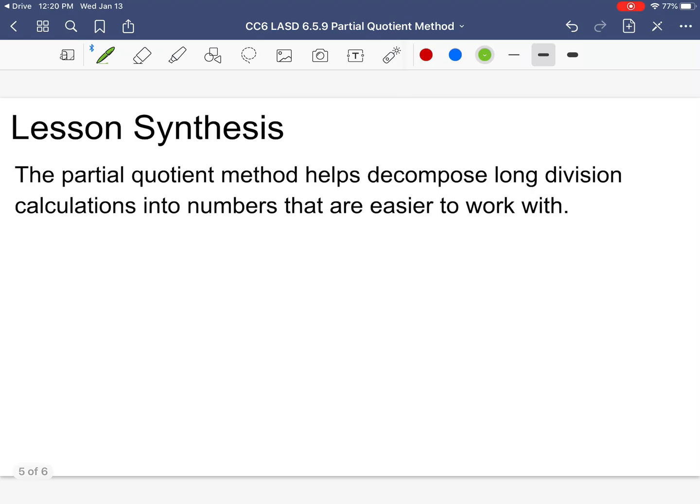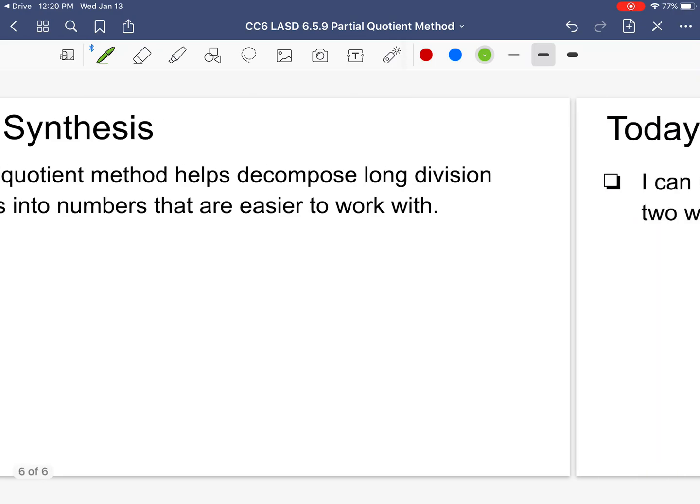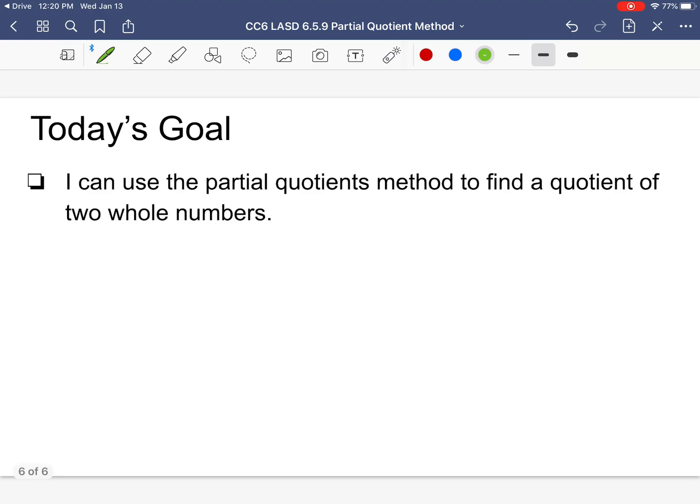So the partial quotient method helps to decompose a long division calculation into numbers that are easier to work with. So you saw today how to use the partial quotients method to divide one number by another number. And that's the end of today's lesson.